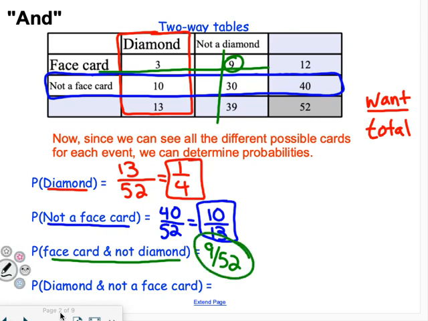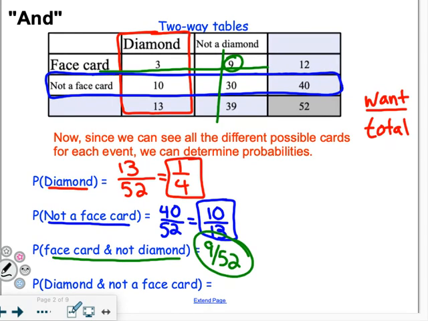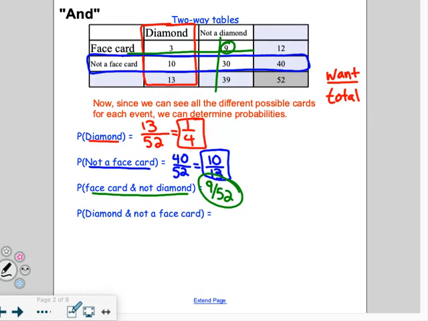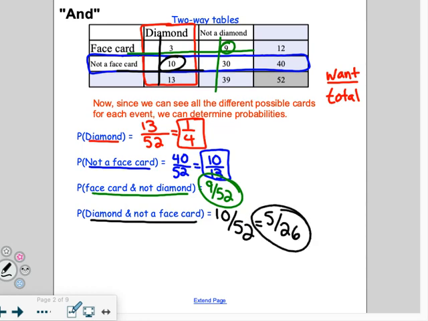And the last one here, probability of diamond and not a face card. So we look to see where those intersect. Diamond, not a face card, intersect right here at 10. So 10 divided by 52, which we can reduce down to 5/26.